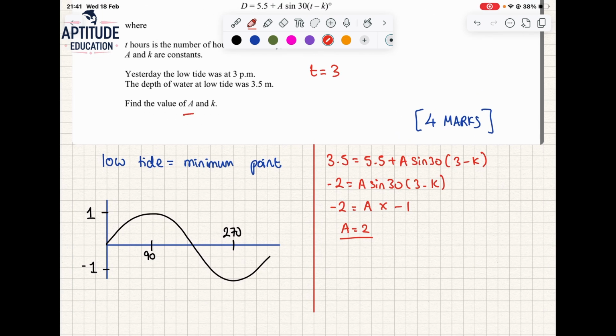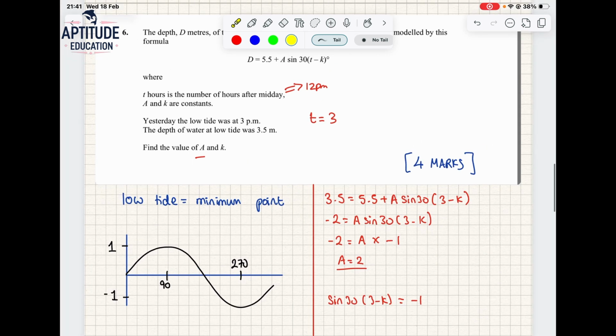Now we want to find k. To find k, like I said before, we want to isolate this part. So we can just put sine of 30 times (3 minus k) equal to minus 1. We want to isolate this part because it's this part that is actually changing the value of the depth, okay? Due to its sinusoidal feature, it's always moving up and down, changing the depth, just like having a high tide and a low tide.